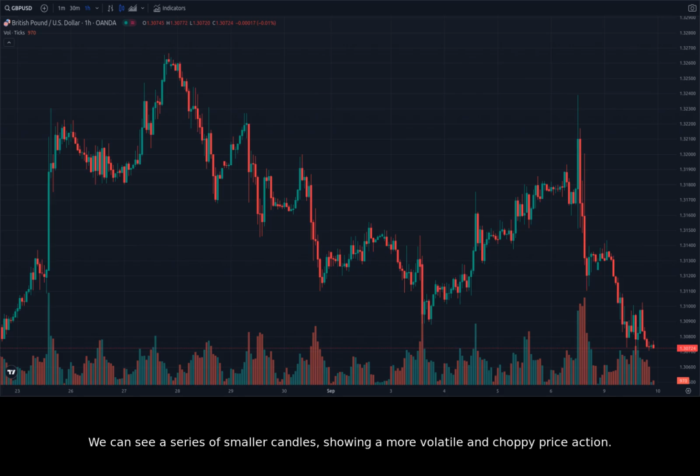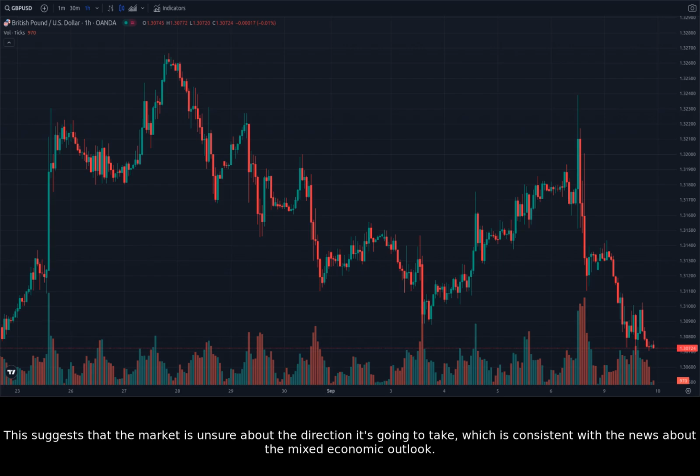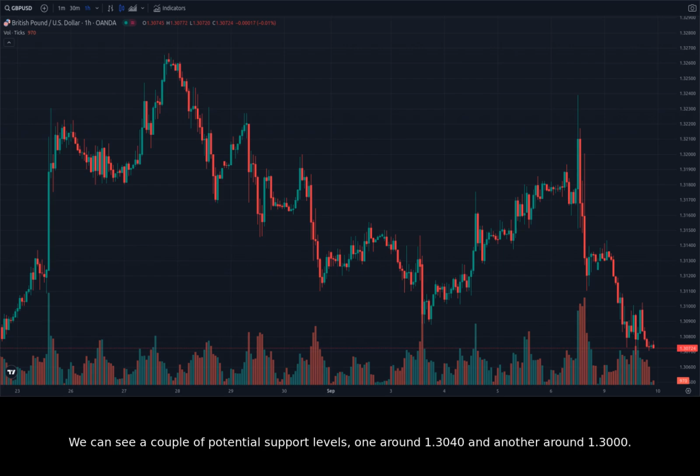We can see a series of smaller candles showing a more volatile and choppy price action. This suggests that the market is unsure about the direction it's going to take, which is consistent with the news about the mixed economic outlook. We can see a couple of potential support levels, one around 1.3040 and another around 1.3000. These levels are also significant because they align with Fibonacci retracement levels and the 200-period SMA.